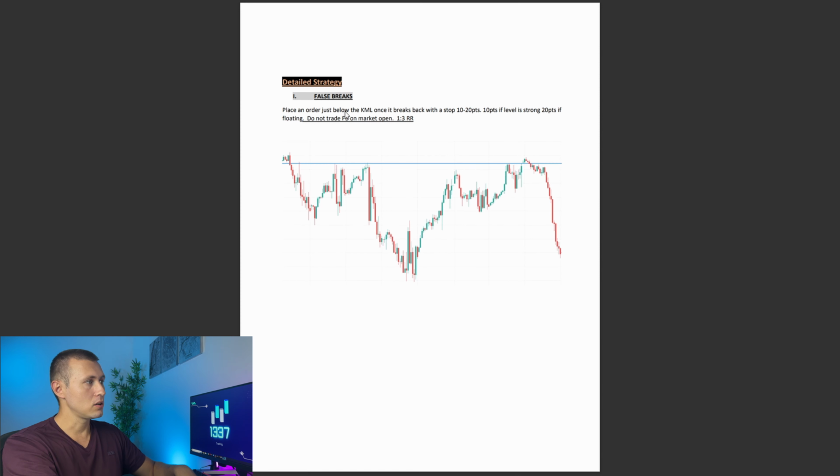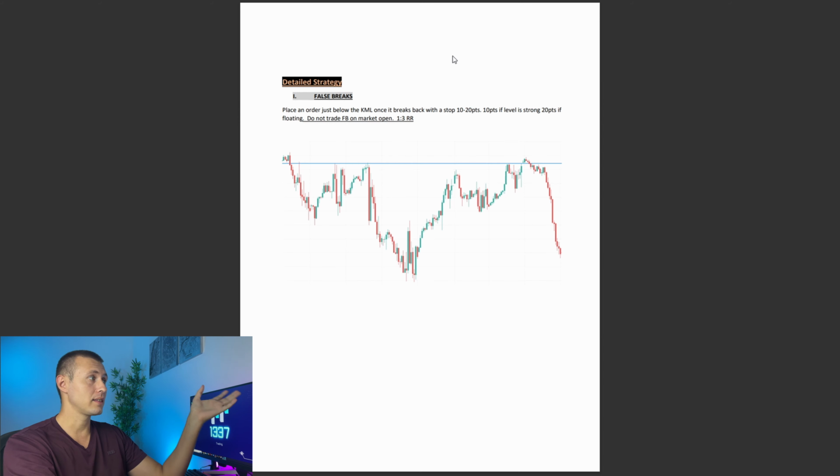False break. Place an order just below the key market level once it breaks back with a stop of 10 to 20 points. 10 points if level is strong, 20 points if level is floating. I will not be explaining what the floating level is. However, there are different types of key market levels as well. Do not trade false breaks on market open, and 1 to 3 risk to return ratio. So what do I mean by this?